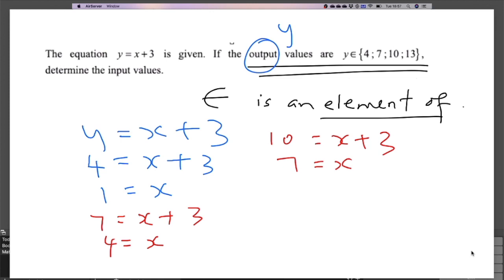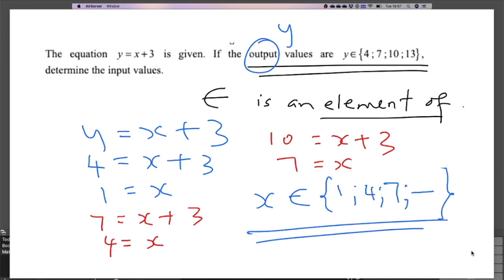And at the end, you can now write your answer. You are looking for all the values of x. So x will be an element of, then you put down these answers that you got. You got a 1 first, then you got a 4, then you got a 7. You'll obviously need something there for 13 as well before you can close your bracket. I hope that is clear.